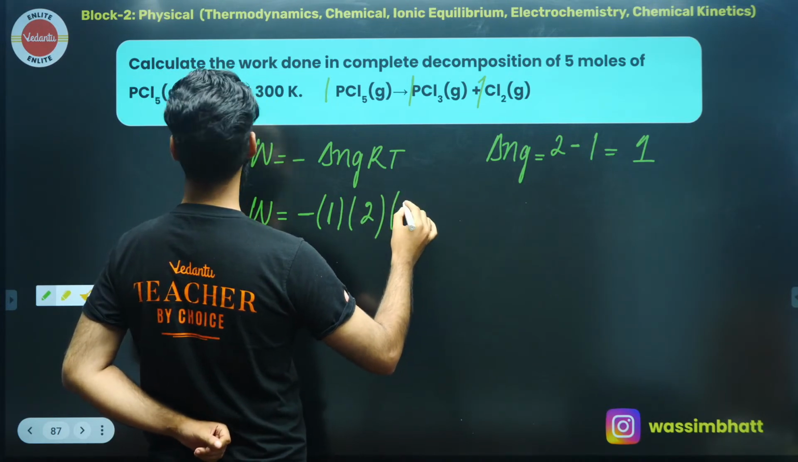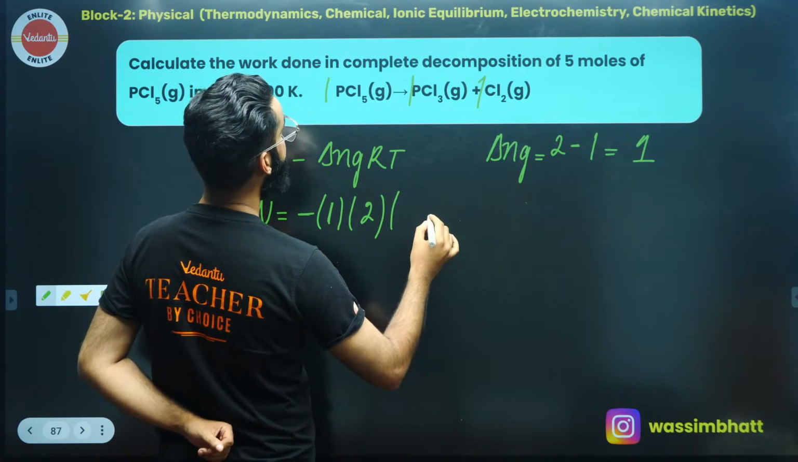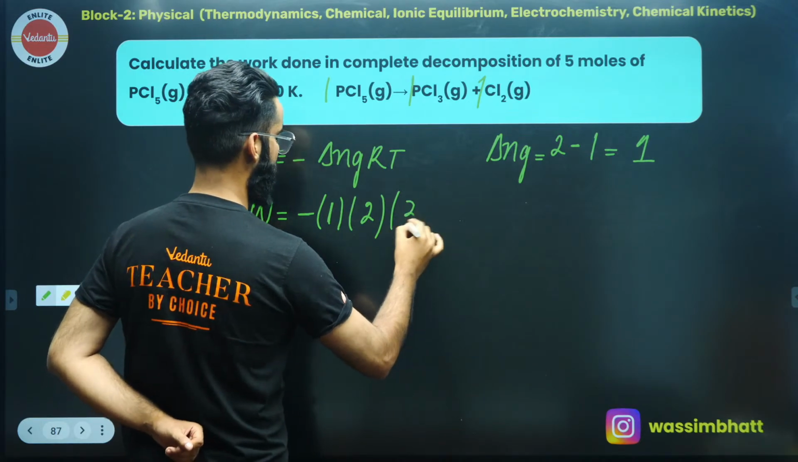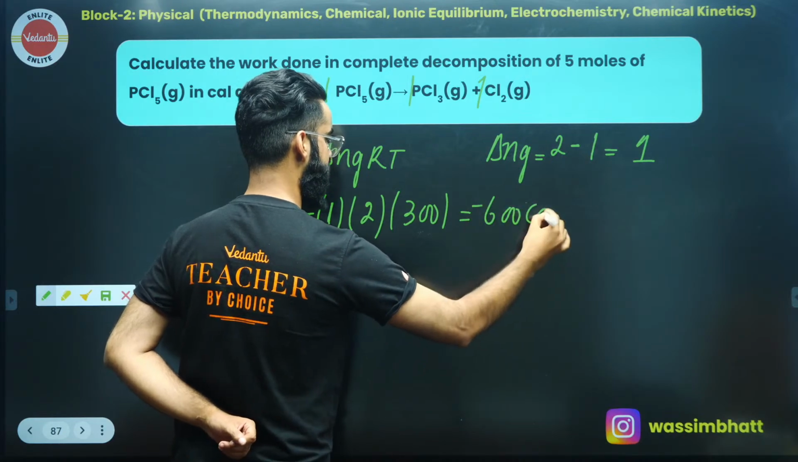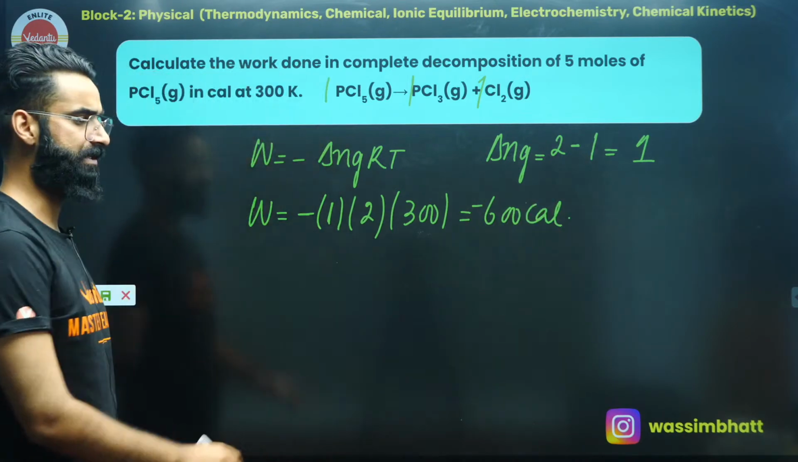Temperature is given to me as 300 Kelvin. So the value comes out to be minus 600 calories, right? Yes. So this is the value of W.